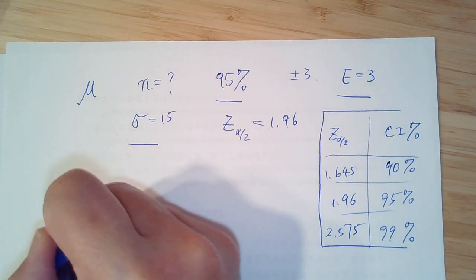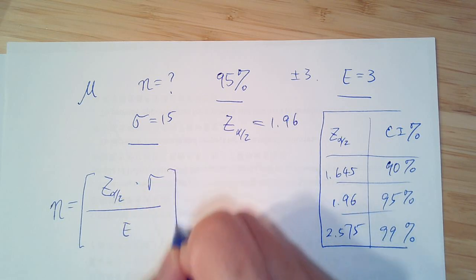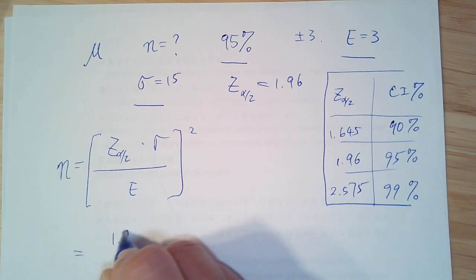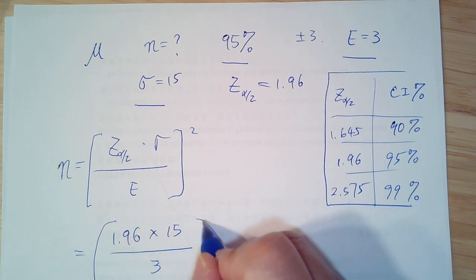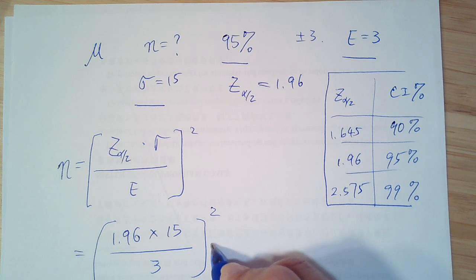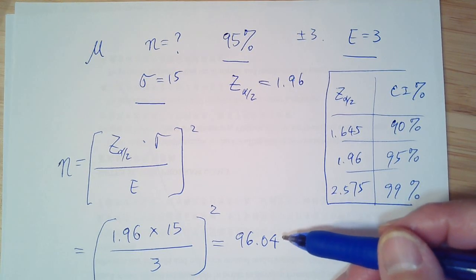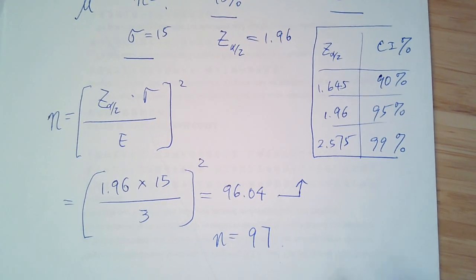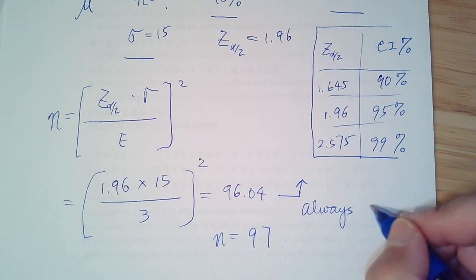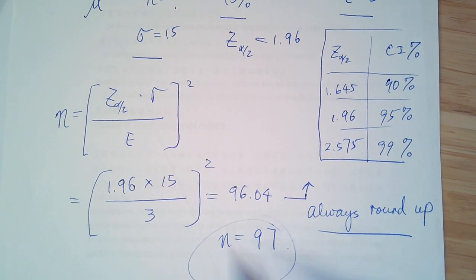The formula: n equals Z alpha over 2 times sigma over E, squared. So that will be 1.96 times the standard deviation, which is 15, over the maximum error, which is 3, squared. That's an easy one. So that's 96.04, the sample size. Are you going to take 96.04 students? No, you're going to round up. Always round up. So n should be 97. Even though it's just .04, you cannot ignore that, because 96 is definitely not enough. I wrote this in my previous video too: always round up to the next integer when you find the sample size. So that's your answer. n is 97.